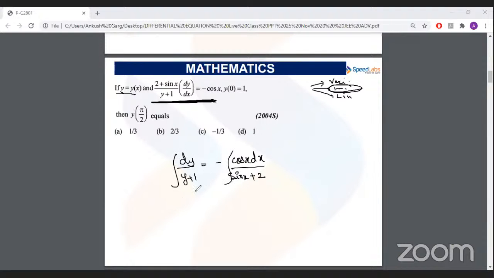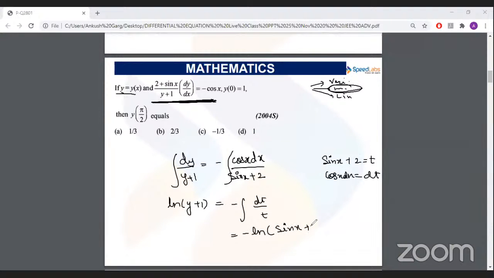Now integrate both the sides. So dy upon y plus 1, you can simply write it as ln |y plus 1|. Here what we'll do? Substitution. So if sin x plus 2 is t, then cos x dx will become dt, right? So this will become minus dt upon t. So that will be minus ln of t, that is sin x plus 2, plus a constant c, and here you have ln |y plus 1|. So this is your solution.